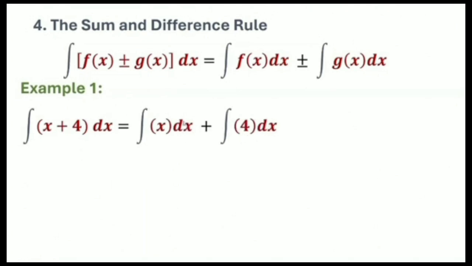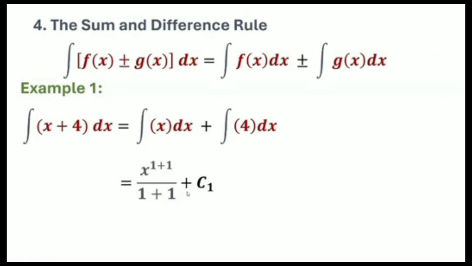Since x is raised to the power of 1, we use the power rule in integration. According to the power rule, the integral of x raised to a power is found by adding 1 to the exponent and then dividing by the new exponent. Applying this to x raised to 1, we add 1 to the exponent, making it 2, and then divide by 2.